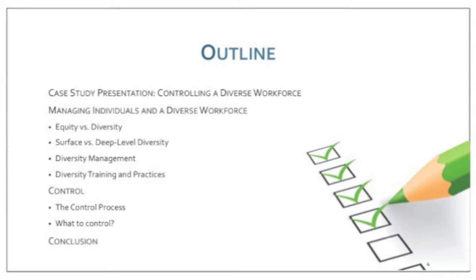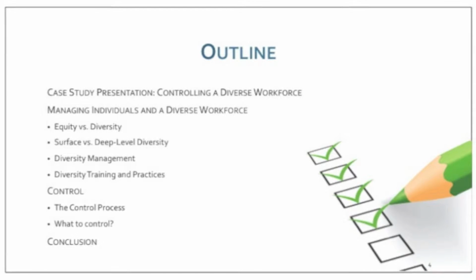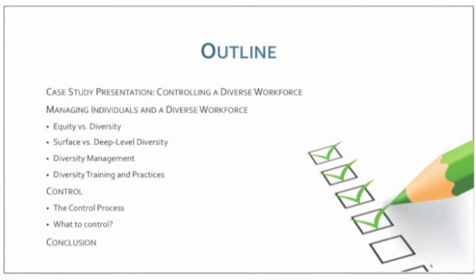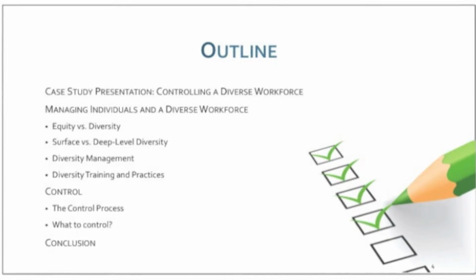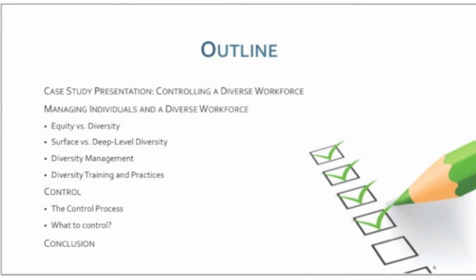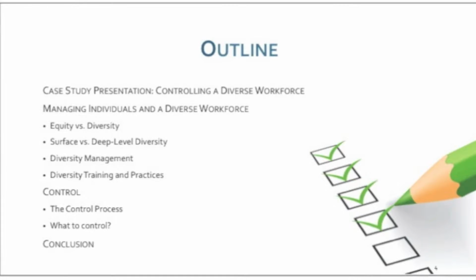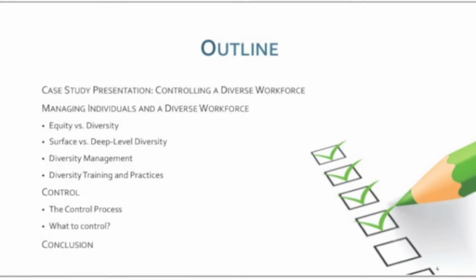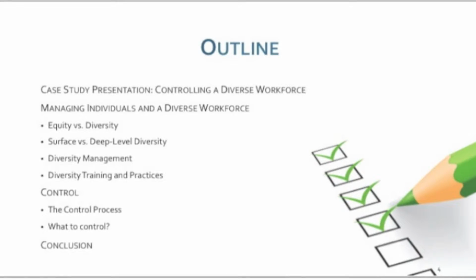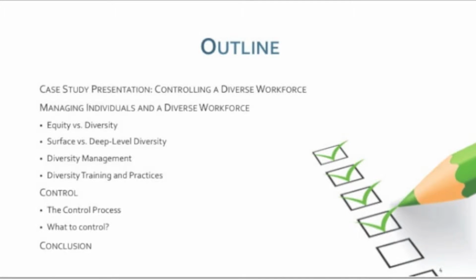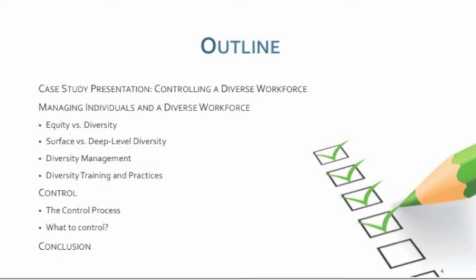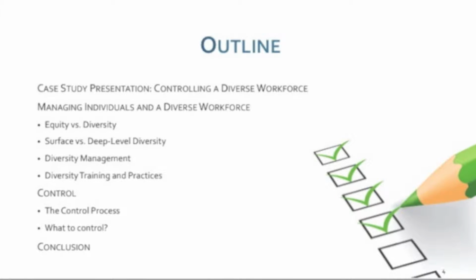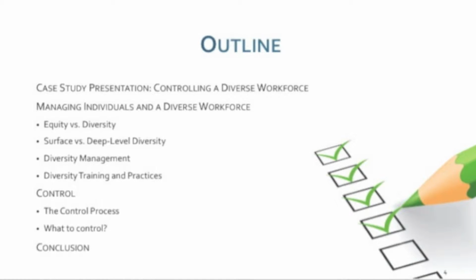I'm going to first introduce a case study. Then I'm going to make the difference between employment equity and diversity. I'm going to point out the difference between surface and deep level diversity, explain diversity management and different training and practices that are available. Then as for chapter 16, I'm going to talk about the control process more precisely. And finally, what are the components to control within an organization?